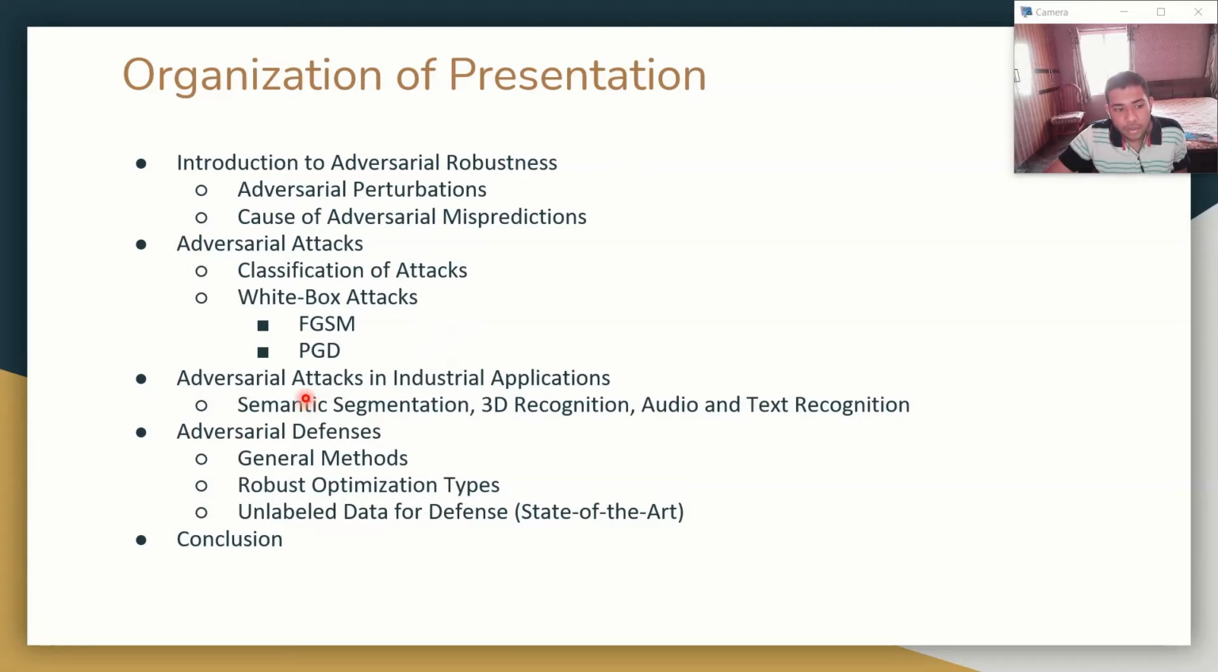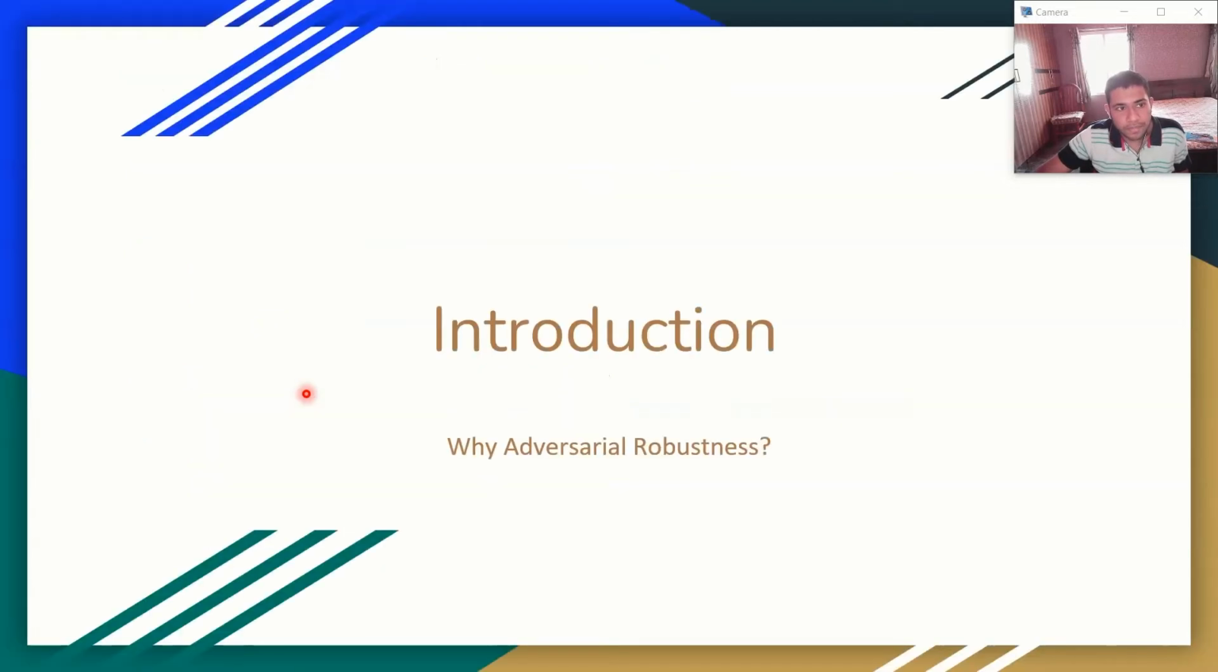And then we are going to give examples of adversarial attacks in real world settings, particularly in the industry. And then finally, we are going to talk about defense mechanisms for adversarial attacks, where we are going to talk about the general methods. And then more particularly, we are going to talk about robust optimization methods. And then finally, we are going to talk about the usage of unlabeled data for improving adversarial robustness, which is also the current state of the art. And then we are going to give a brief conclusion about the topic.